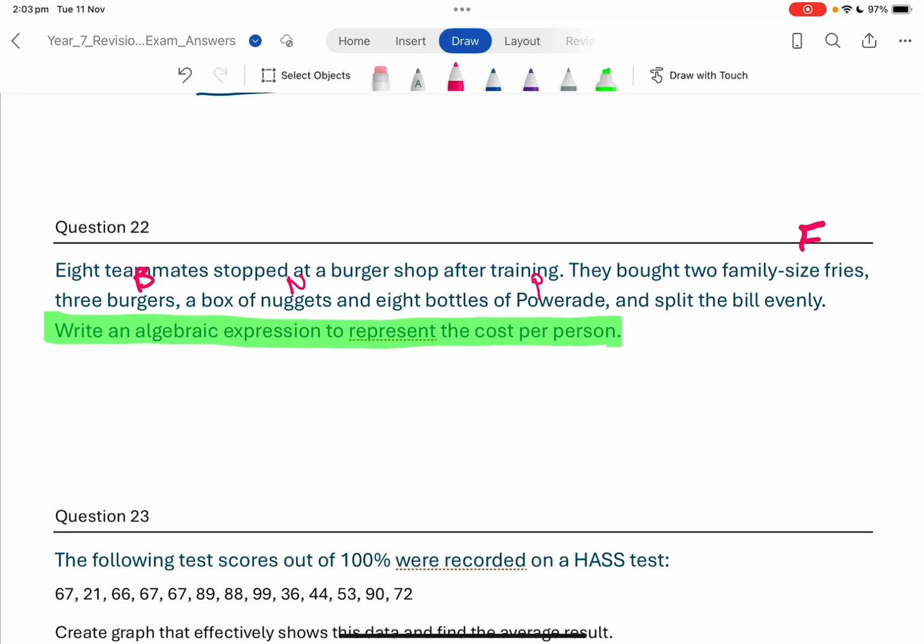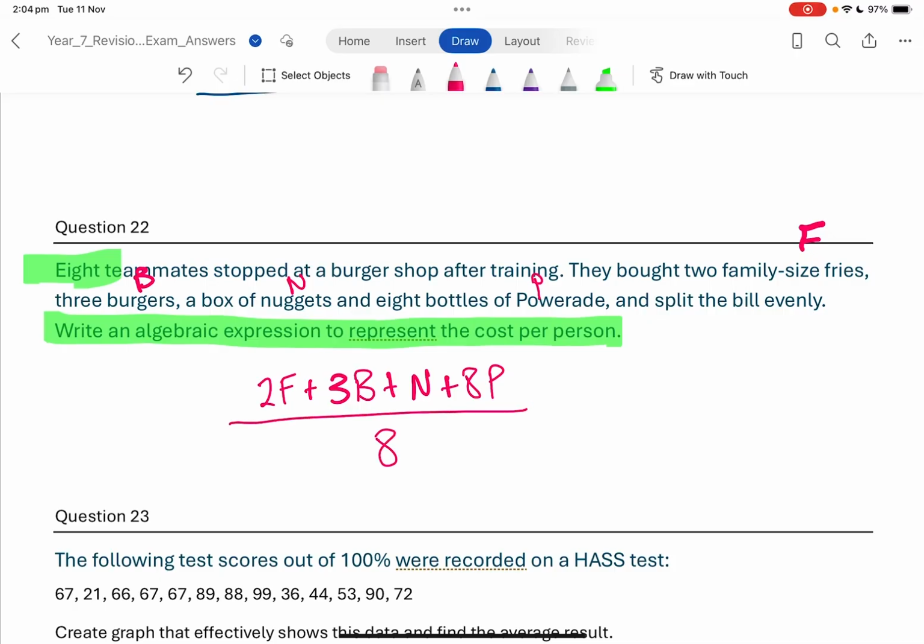They're going to split the bill evenly. Remember, there are 8 teammates. So altogether, how much is that going to cost per person? We got 2 family-sized fries, so 2F, and 3 burgers, so 3B. We got 1 box of nuggets, so a singular N, and 8 Powerade bottles, so 8P. That would be the total cost for everyone. In order to split it between 8 people, I'm going to divide all of that by 8, and that's how that one's going to look.